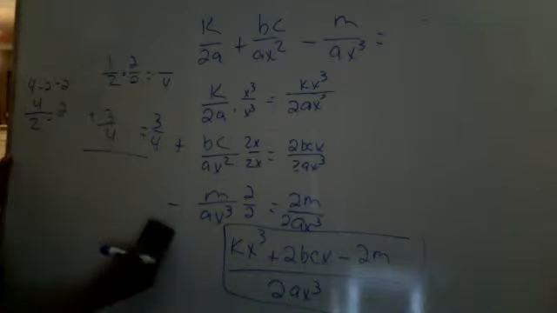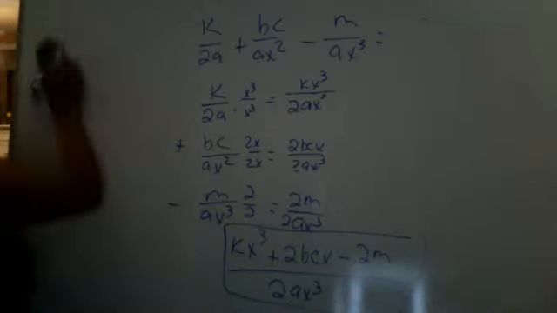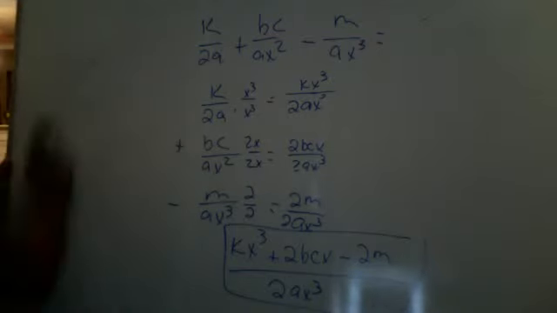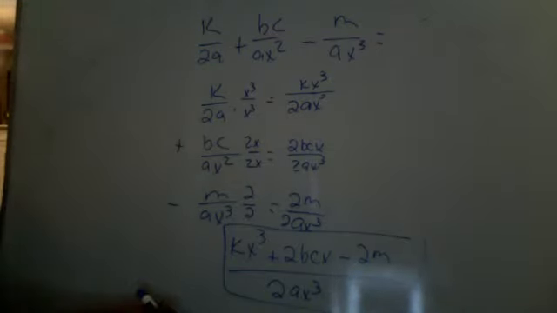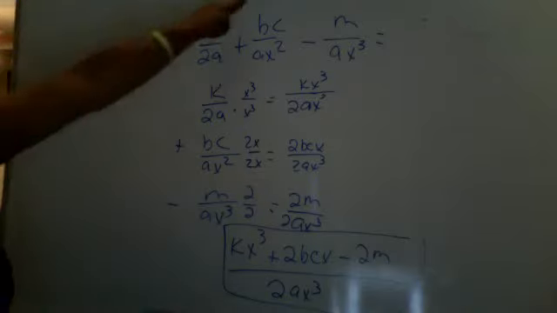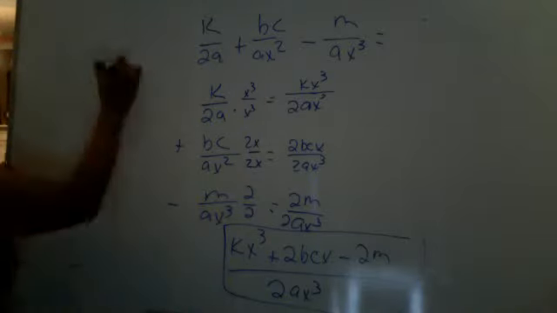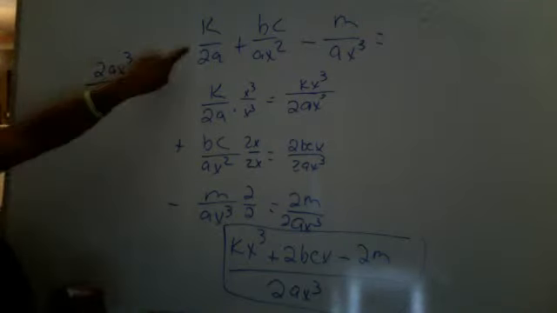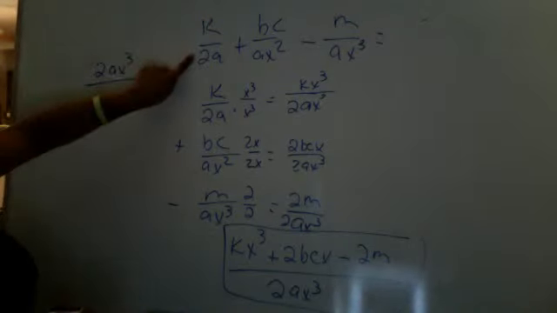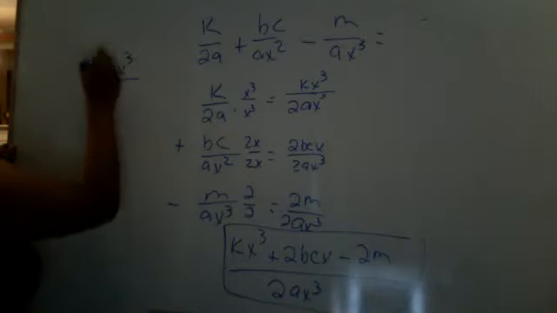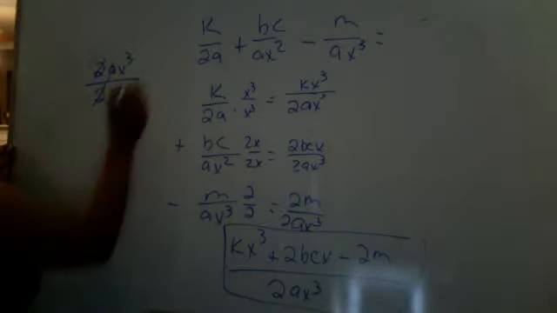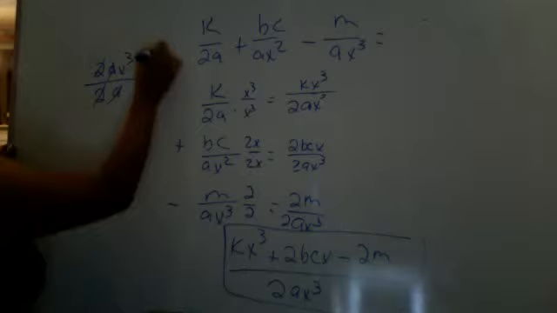So those are basic things that we learned a few years ago, or in elementary school. So we can't forget that process. So we take the LCD, which is 2ax cubed, and I'm going to write it this way. What's my original denominator on my first term? It's 2a. I can reduce, and I simply get x cubed.